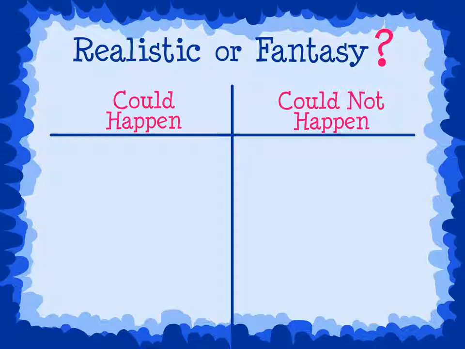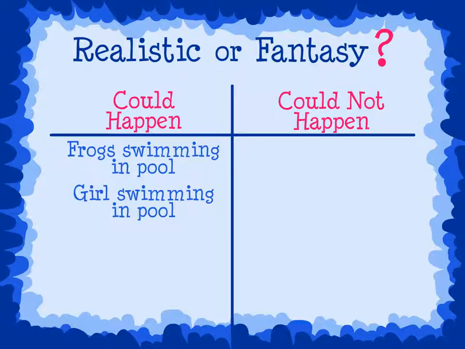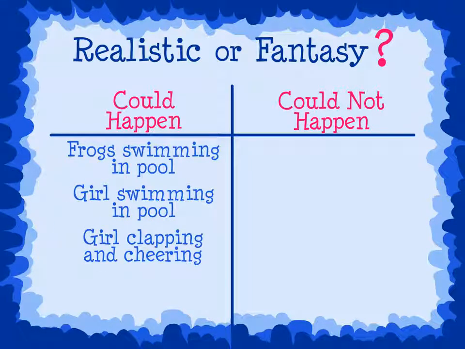Here is our two-sided chart. On the left we will list things that could happen in real life, and on the right we will list things that could not happen in real life. First is frogs swimming in pool. Second is girl swimming in pool. Third is girl clapping and cheering. Fourth is girl singing and dancing.